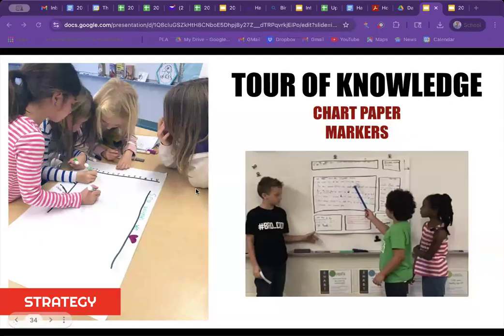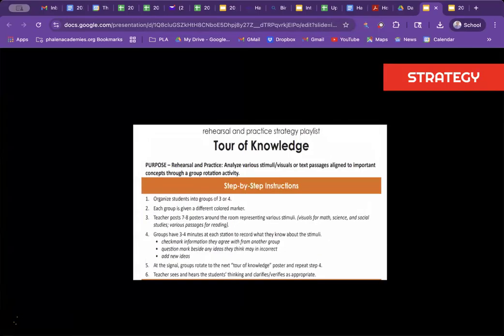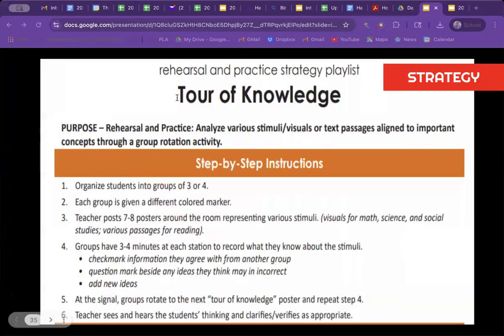The tour of knowledge gives scholars the opportunity to collaborate. They bring their thinking to their assigned group, jot their thoughts, and present to their classmates as they carousel around the room. So here's what it looks like, the tour of knowledge.